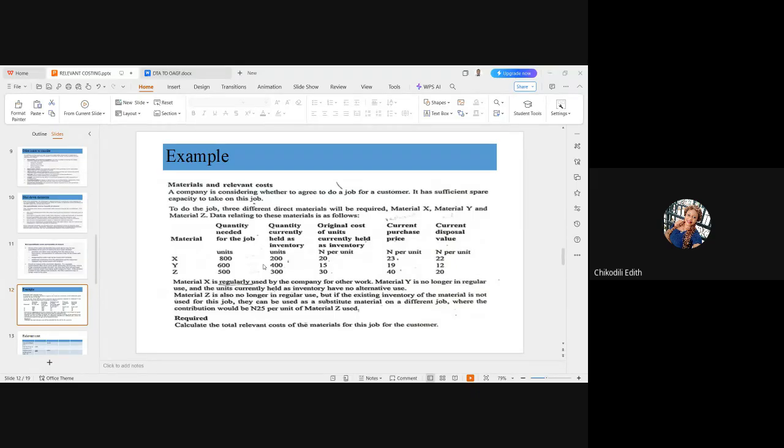Use for this job. They can be used as a substitute material on a different job, where the contribution could be 25 naira per unit of material Z used. Calculate the total relevant cost of the material for this job for the customer.